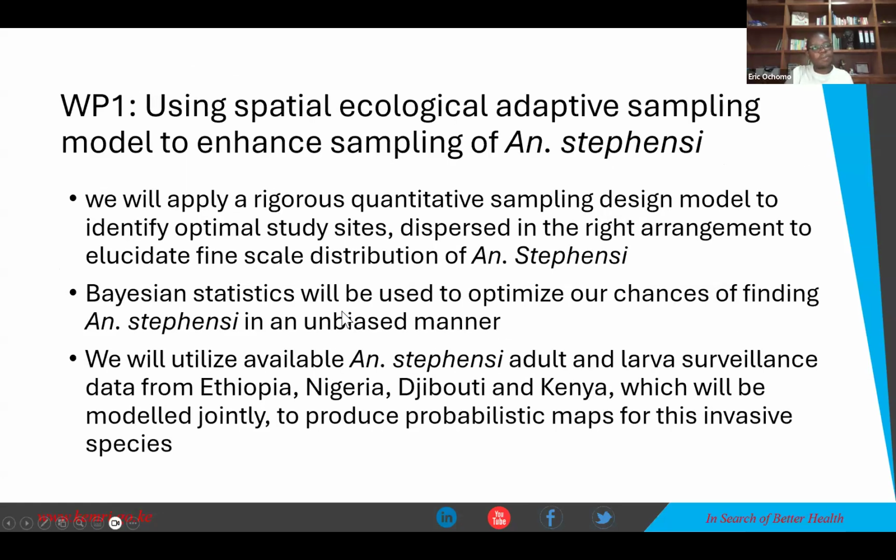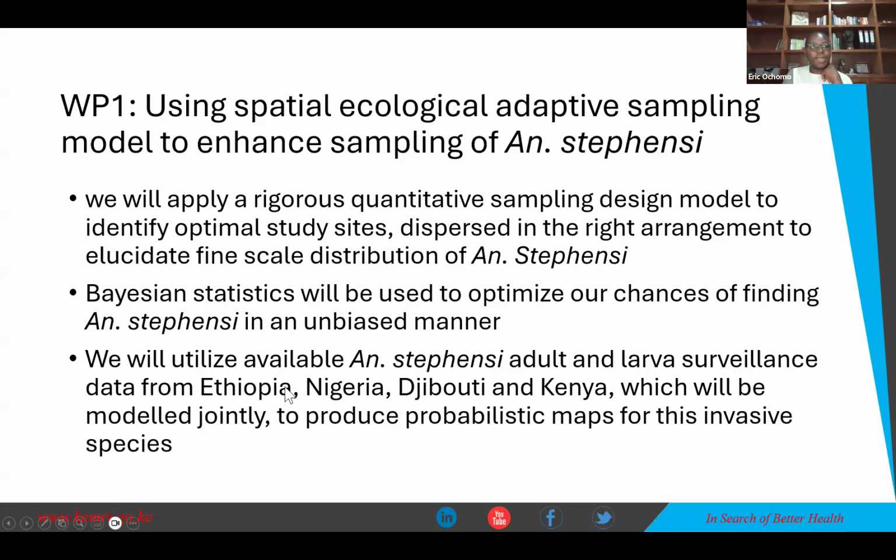So these objectives are split into work packages, each one corresponding to an objective. Work package 1 is using spatial ecology and adaptive sampling models to enhance sampling for Anopheles stephensi. The idea here is that we want to ensure that we optimize the surveillance for Anopheles stephensi, so that if we say we have stephensi in an area, we know very authoritatively that we have stephensi, and if we don't find it, then we don't have it.